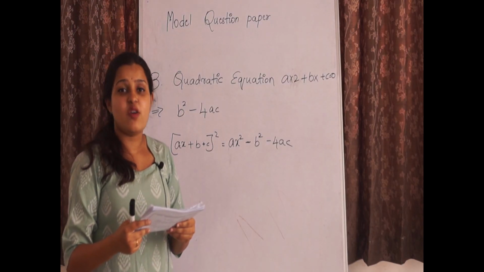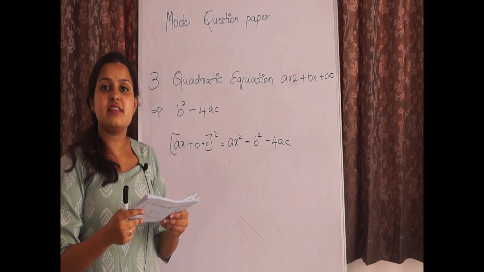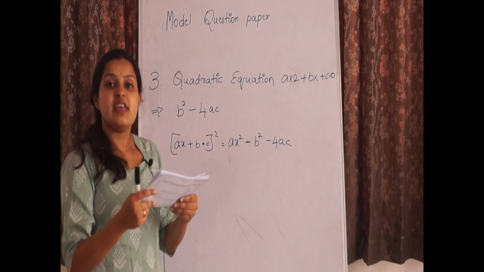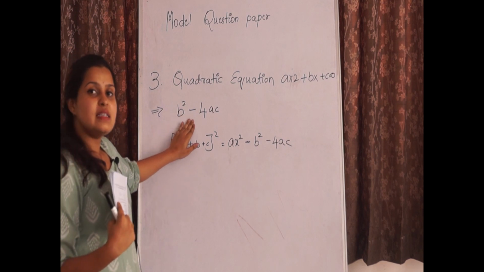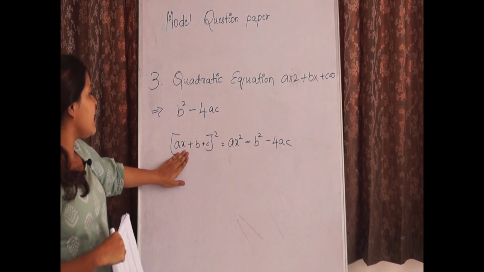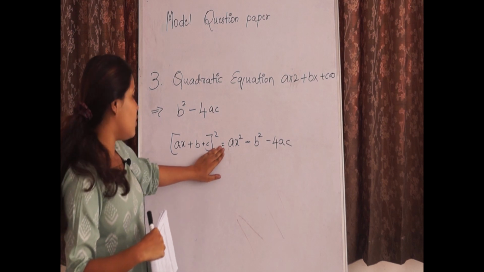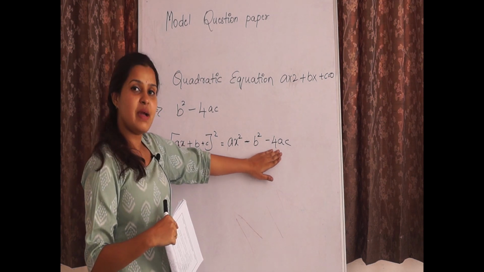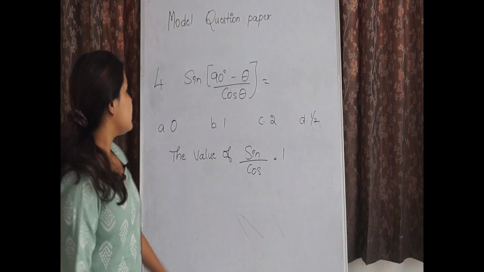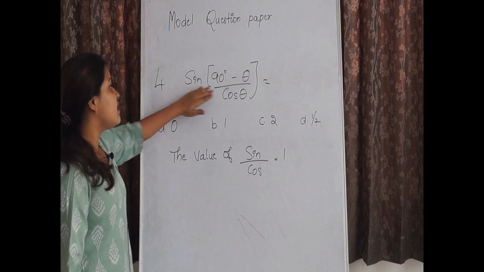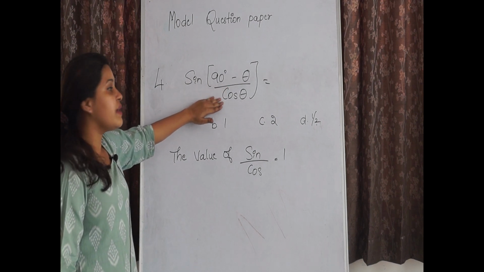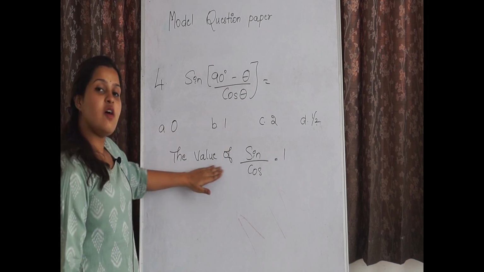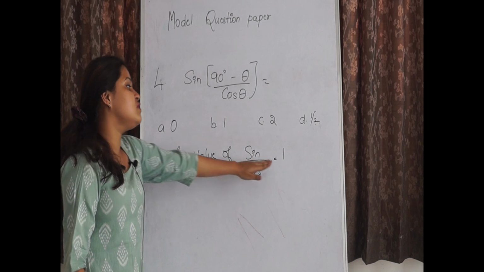The discriminant of a quadratic equation ax square plus bx plus c is 0 is b square minus 4ac. For this question, that is sine of 90 degree minus theta divided by cos theta, the answer will be 1. How? The value of sine divided by cos is always 1.